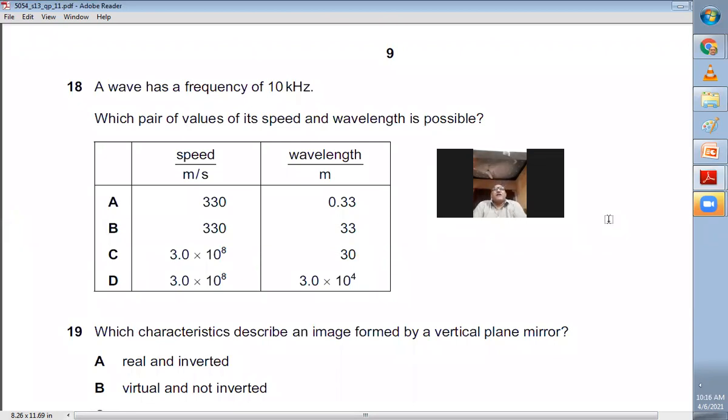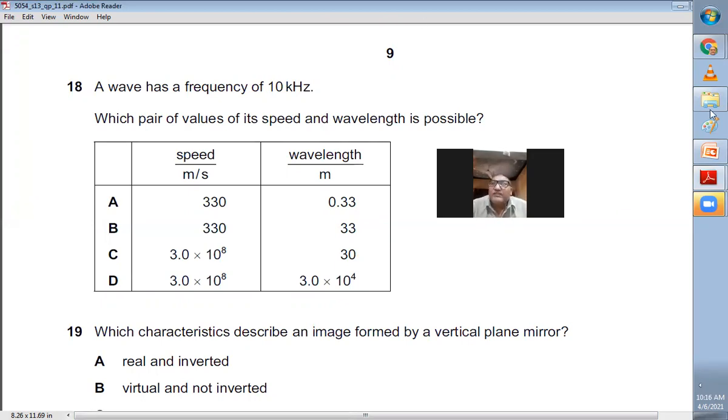A wave has a frequency of 10 kilohertz. It means 10,000 hertz. Which pair of values of its speed and wavelength is possible? So what I will do, I have speed here and I have the wavelength here, V and lambda. For all the four options, I will calculate the frequency and see which one gives the frequency equal to 10,000 hertz.